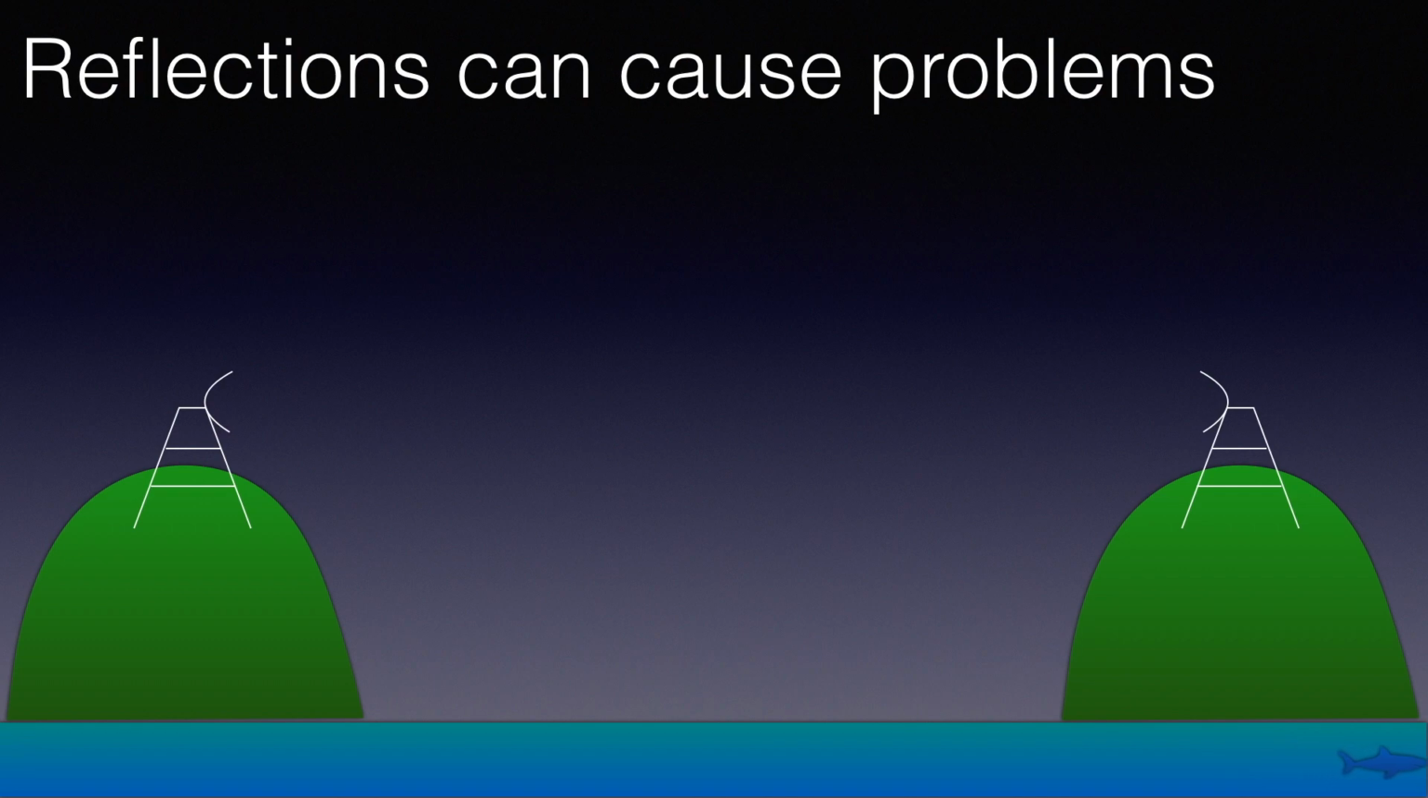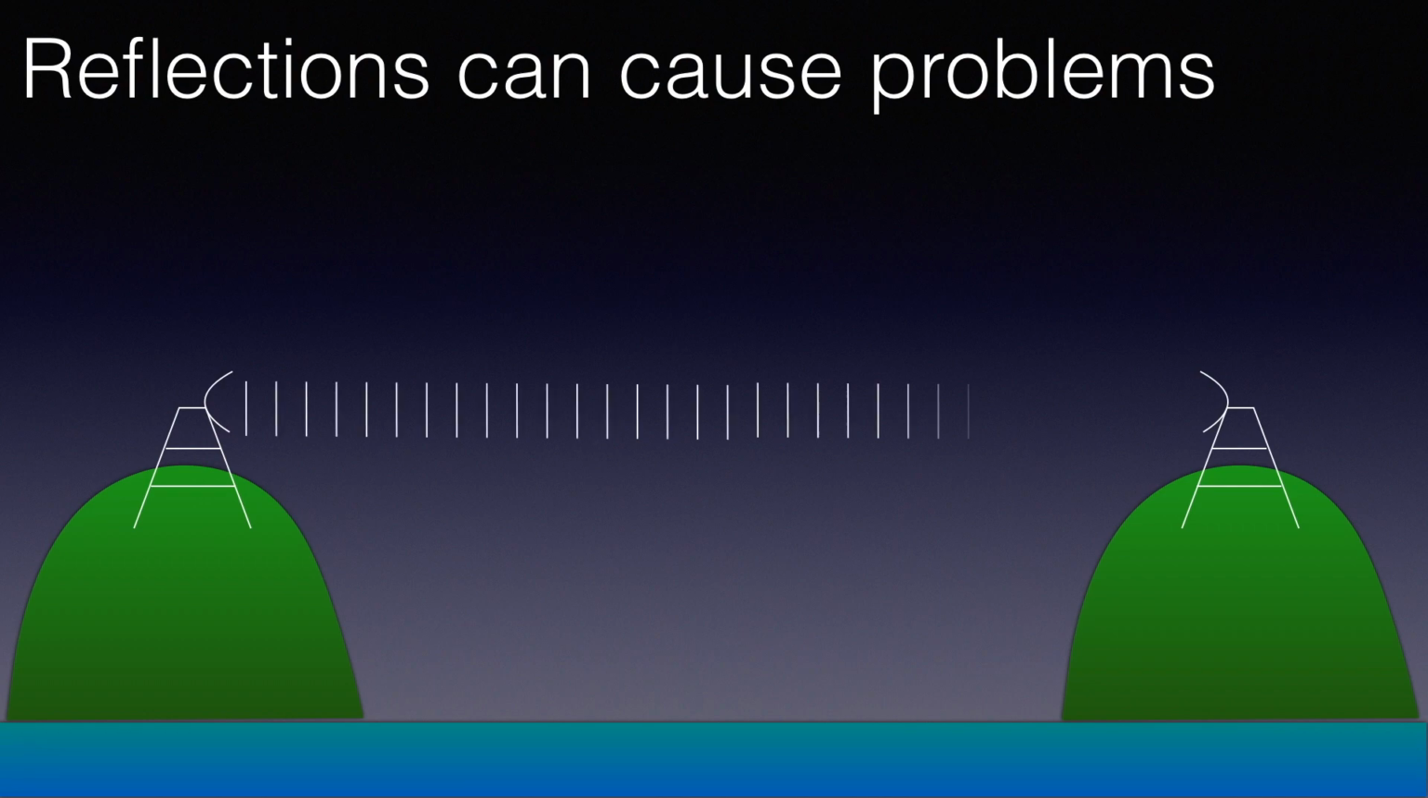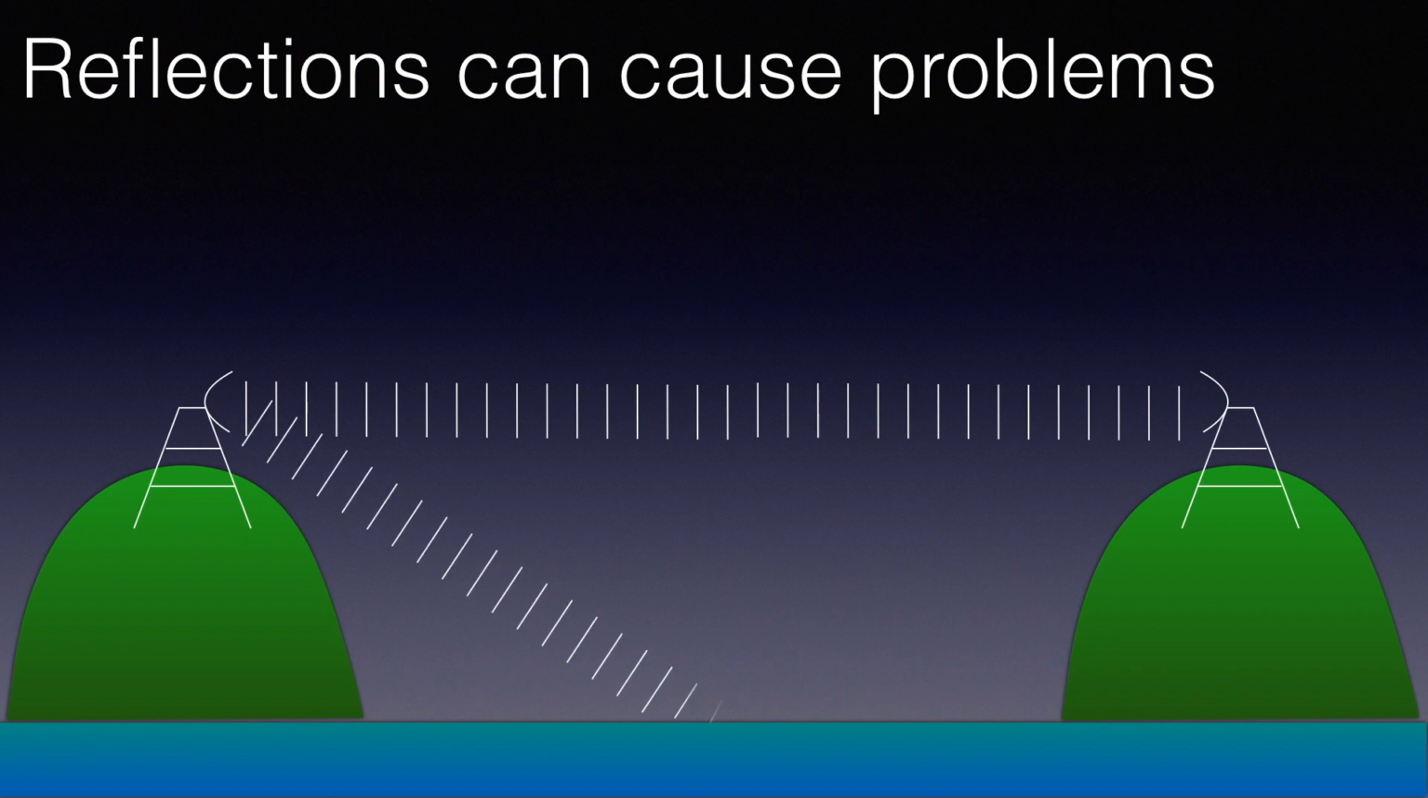Reflection is the second mechanism that we discussed for changing the direction of radio waves. Here we have two radio towers on hills, and this is an over sea path. And they communicate perfectly adequately, but also another path exists with a reflection off the sea. And this can cause problems because the two path lengths are different.